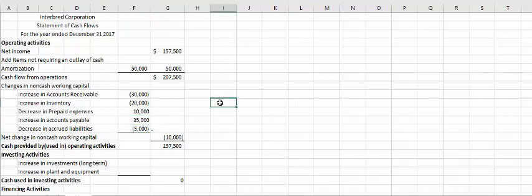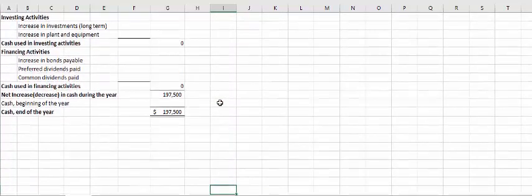So we see that the net effect in non-cash working capital, our current assets and current liabilities, is a decrease of $10,000 in our cash. So our cash provided by operating activities is $197,500.